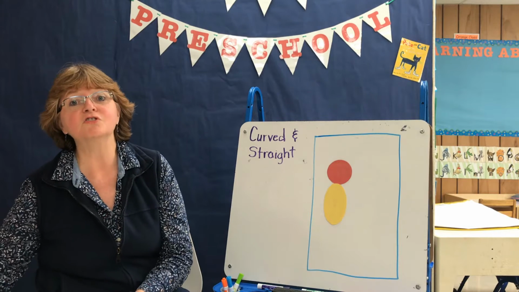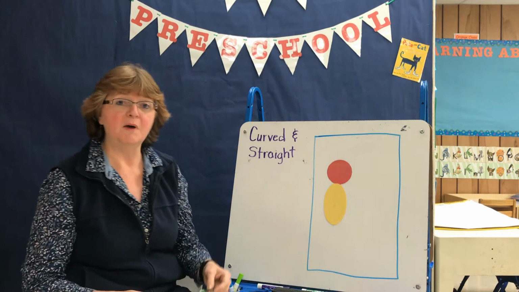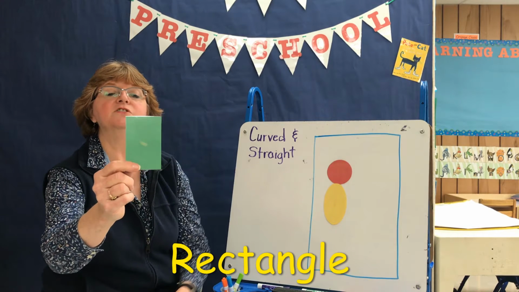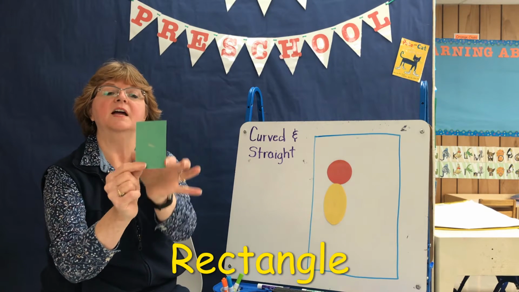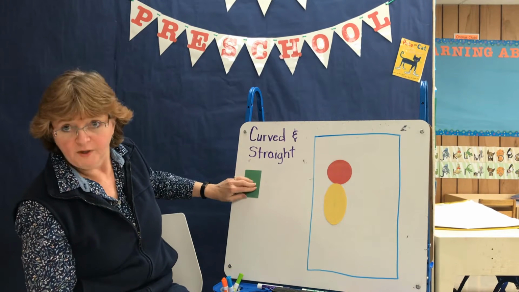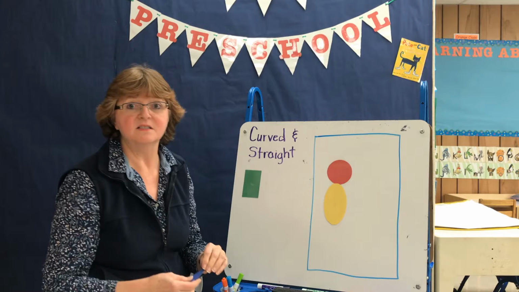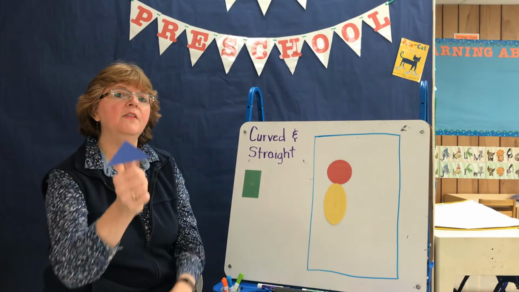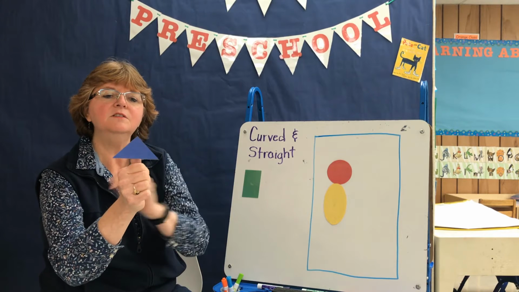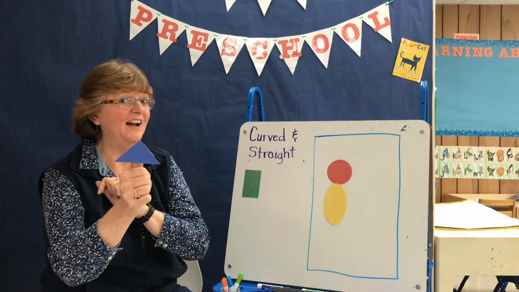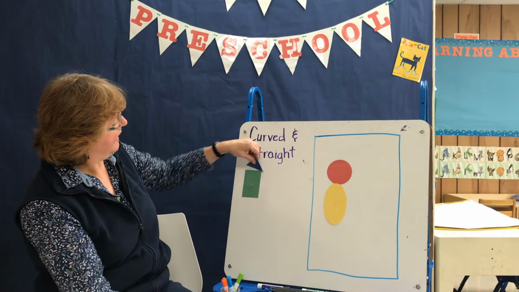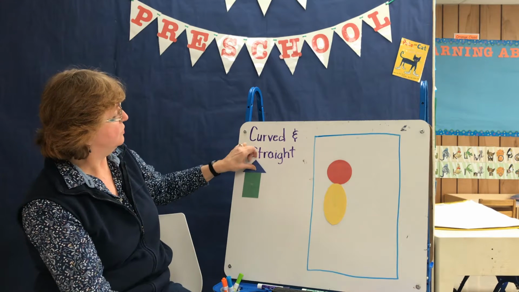I also use straight-sided shapes in some of my drawings. Do you know this one? It has two sides that are short, two sides that are long. If you said rectangle, you would be right. A square is also a straight-sided shape. This is one that we haven't used a lot yet. Do you know what these three straight sides make? Try and figure it out. It's a triangle. You're right. And you can put them together in different ways in your story.